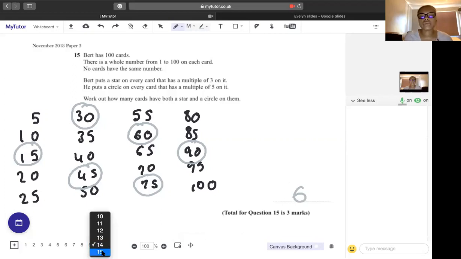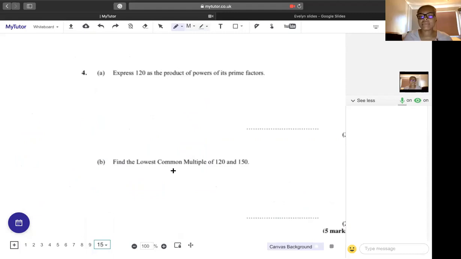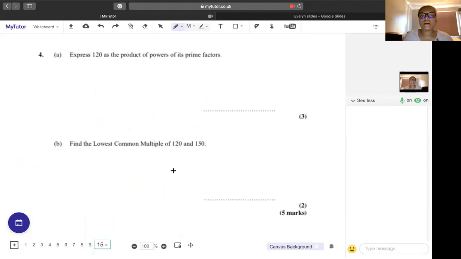Let's go on to the next question. Hopefully that makes sense to everyone. The next question is similar to the one that we did previously. So we need to express 120 as its prime factors, and then afterwards we need to work out the lowest common multiple. So 120 as a product of its prime factors, we need to write down the prime factor tree.